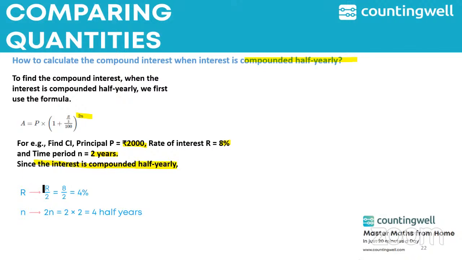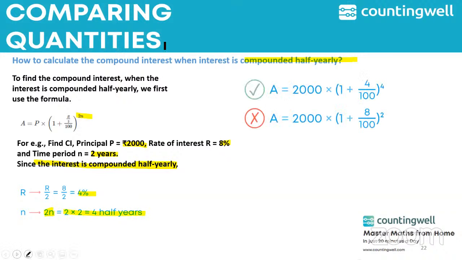For that, we have rate of interest divided by 2 because it is half yearly, which is 4%. Then we have 2n time period. So we have 2 into 2, which is 4 half years. So this is the correct way of finding the compound interest half yearly and not this one.